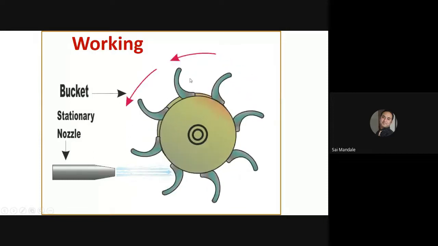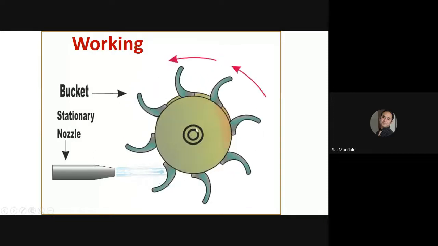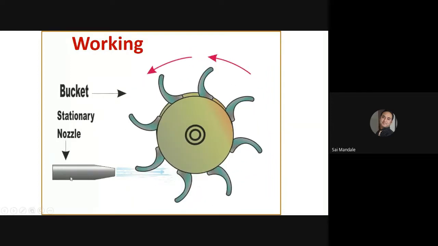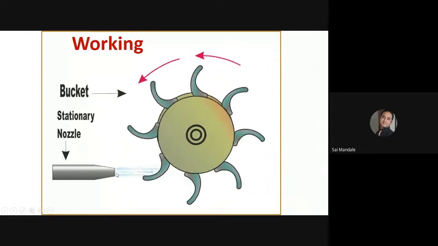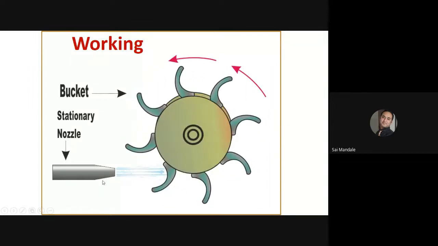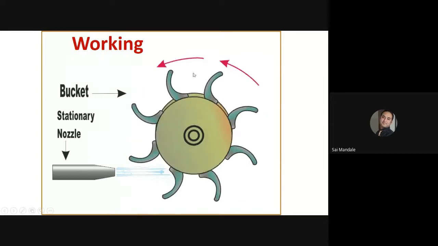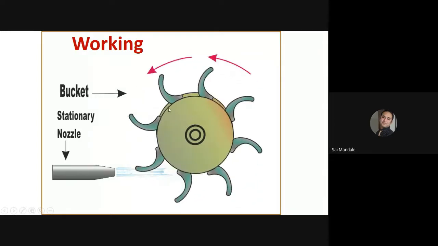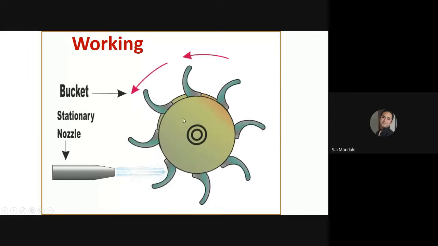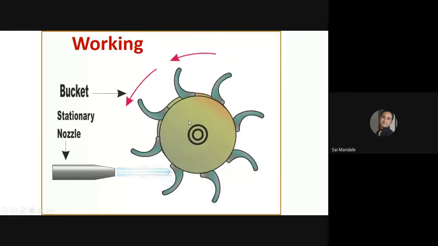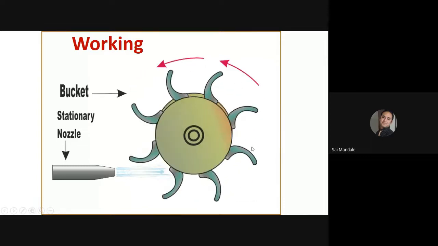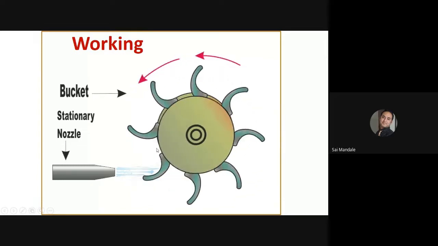So these are the buckets. Now here it is the horizontal axis turbine. The buckets are there. So this is the nozzle, and the water is striking on the buckets. Once the water strikes the bucket, it starts to rotate. The speed of that rotation is around 30,000 RPM. So 30,000 revolutions per minute is the huge speed of your turbine blades. Okay.